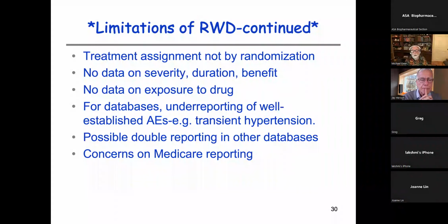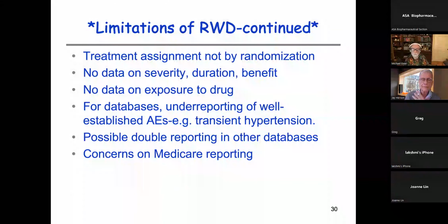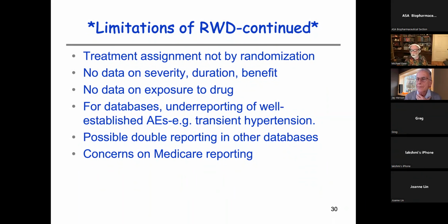So for databases, underreporting of well-established adverse events is certainly possible. Transient hypertension might not be picked up. And so we have things that are missed in the real world data, and we have things that might be included in the real world data that are not real events. We also have the possibility of double reporting. So we have people that may be in database A and database B, and there's no way to exclude duplication. And so the reported incidence may be artifactually increased.